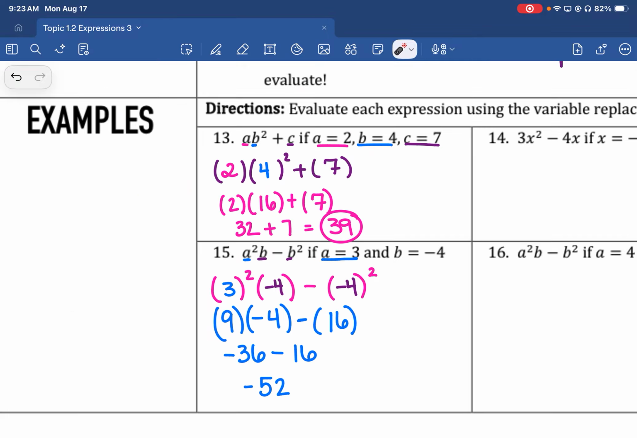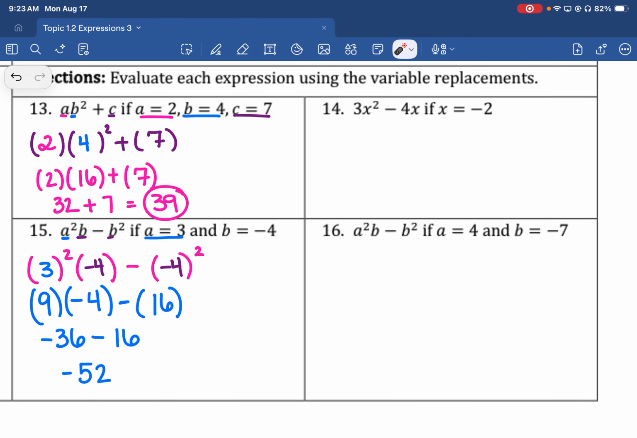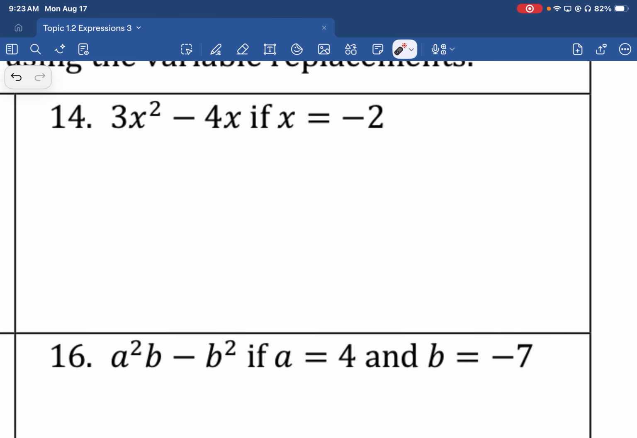All right, I want y'all to do 14 and 16 for me real quick. Yep, do 14 and 16.